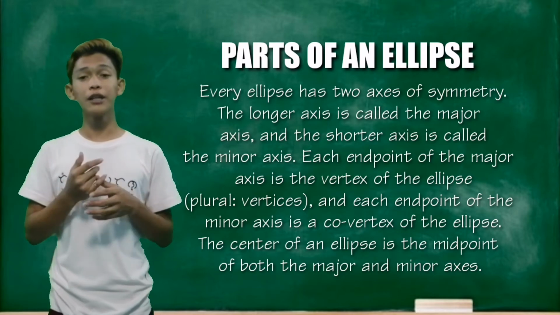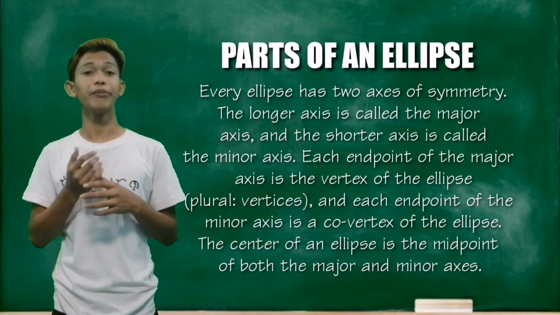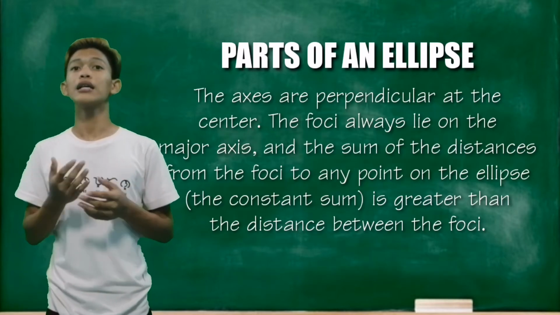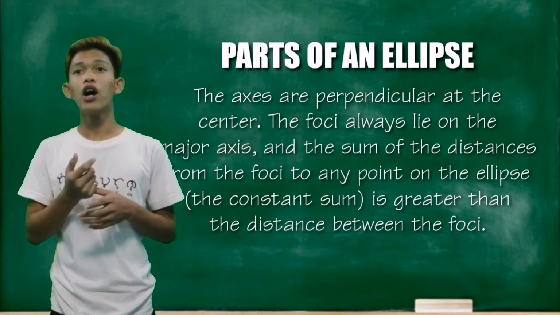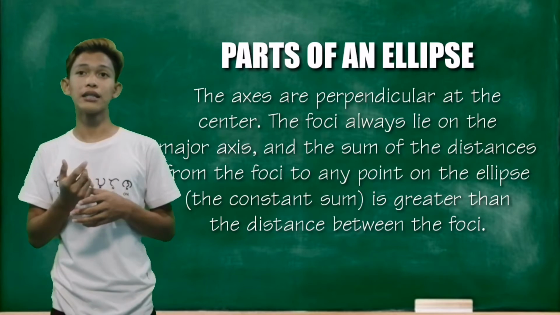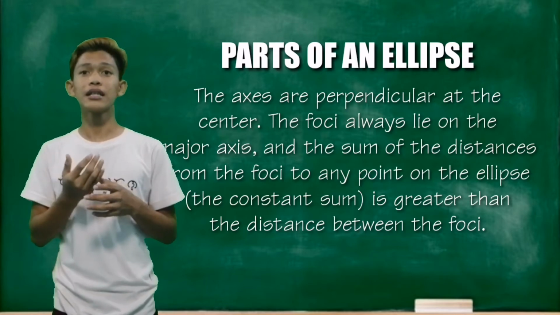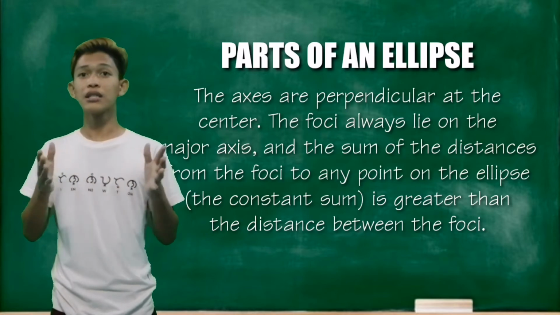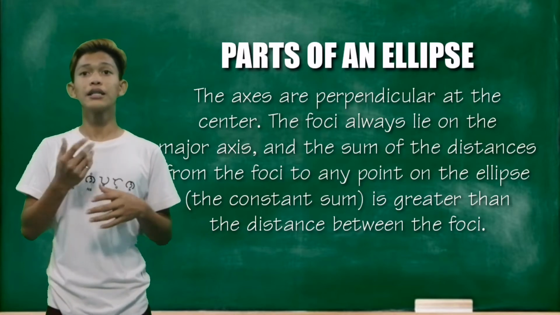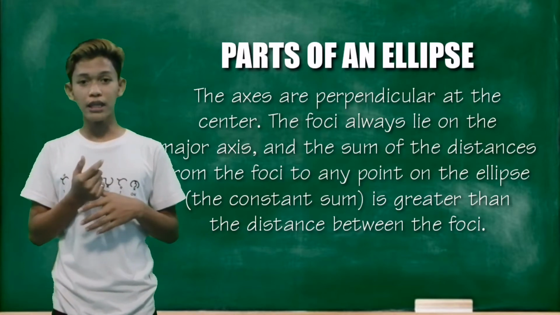The center of an ellipse is the midpoint of both the major and minor axis. The axes are perpendicular at the center. The foci always lie on the major axis, and the sum of the distances from the foci to any point on the ellipse, which is the constant sum, is greater than the distance between the foci.